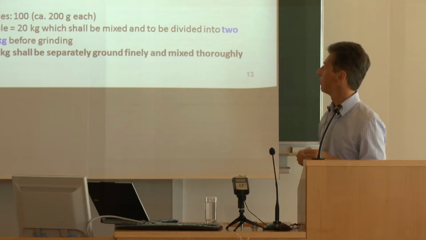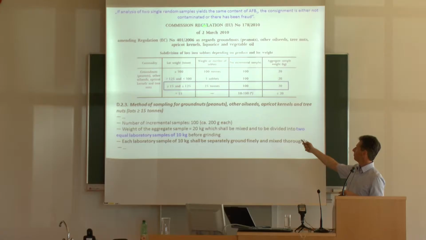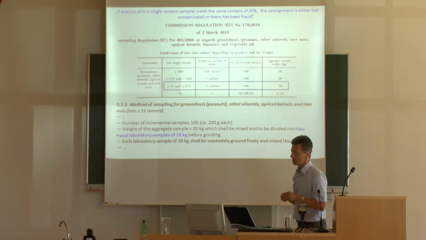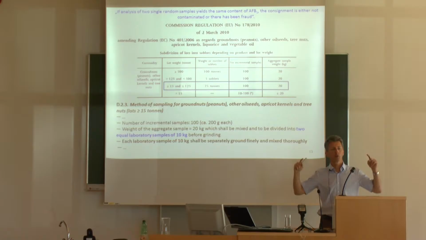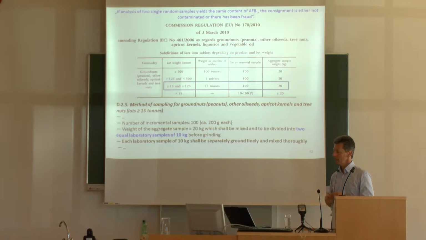There's actually a very important sentence here. If the analysis of two single random samples yields the same amount, in this case of aflatoxin B1, the consignment is either not contaminated or there has been a fraud. So this is actually the quote of the food inspector there, which is kind of an eye-opener on what issues we are dealing with here.